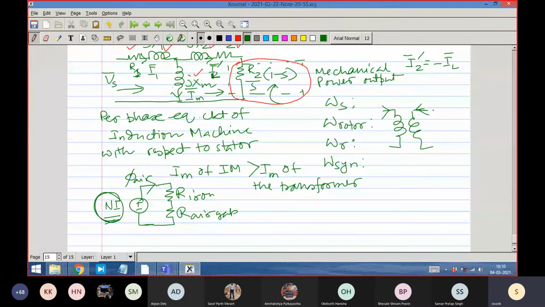I said that this is stator. I used a current stator. I used a current rotor. Okay. Now, you may say that I am now using I2 dash as the variable. So I will say I2 dash is equal to minus IR.